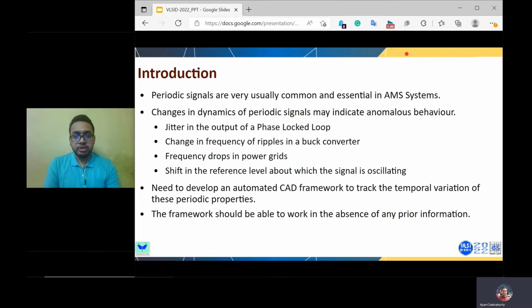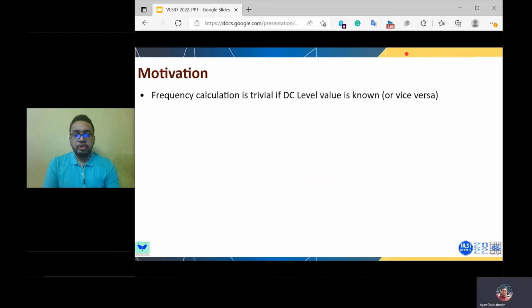It is also essential to ensure that the tool must be able to work in the absence of any prior information regarding the signal. This should be done to ensure that the tool is generic enough to be applied to a wide range of signals. Now, one trivial way of calculating the frequency is if we already know the DC level value. We can just measure the time difference between zero crossings to get the time period and correspondingly get the frequency.